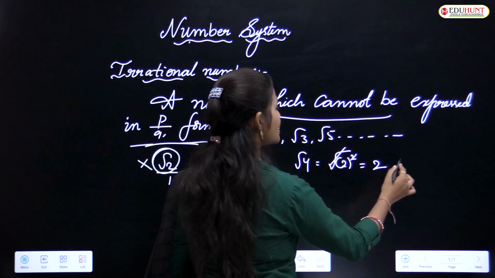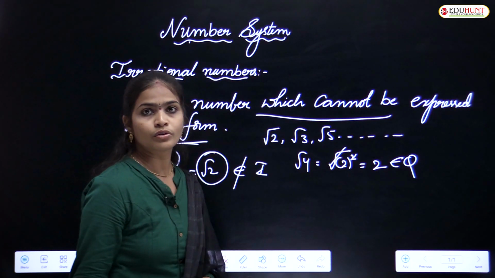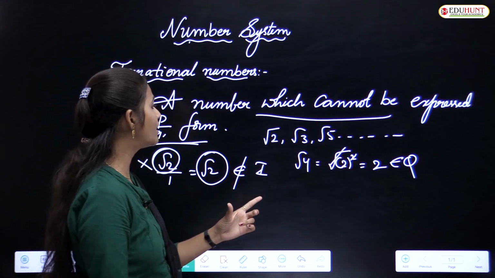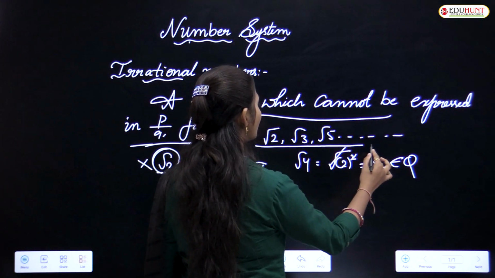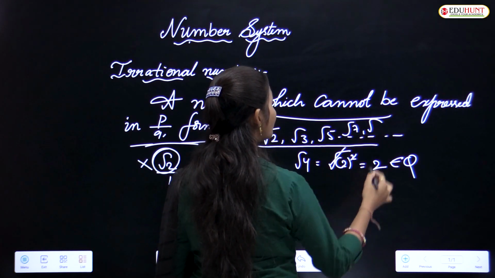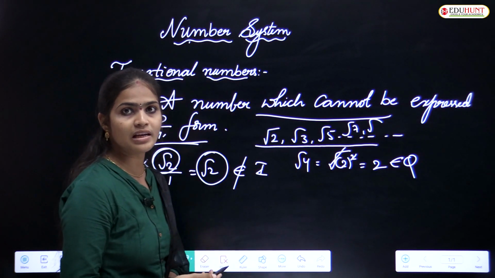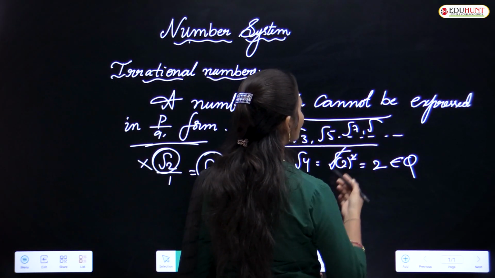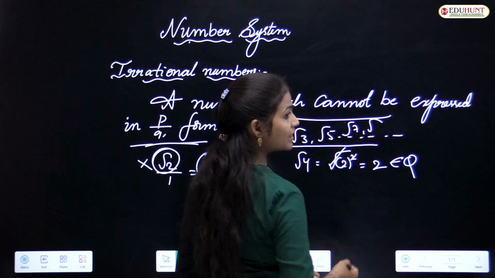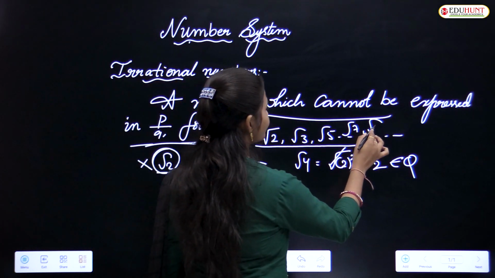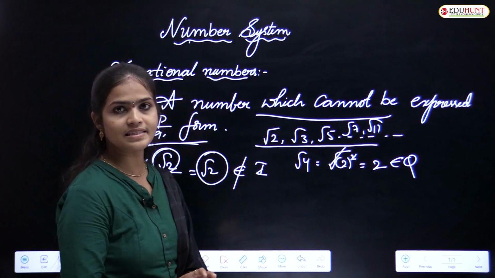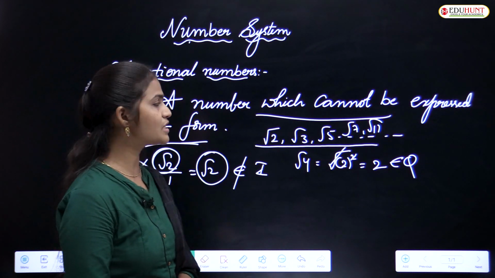That's why root 4 is a rational number. The leftover root 2, root 3, root 5, root 7 are irrational. Root 9 again is a rational number, since its value is 3. So root 7, then root 11 and so on, all these numbers are irrational numbers.